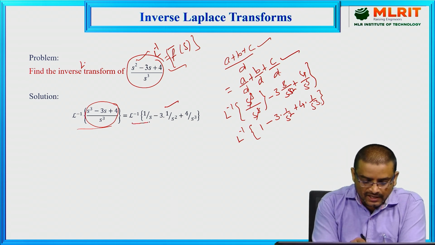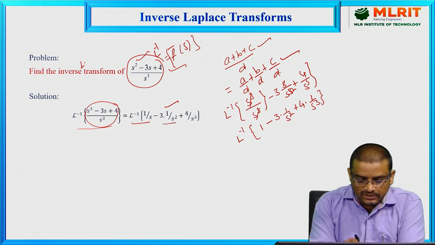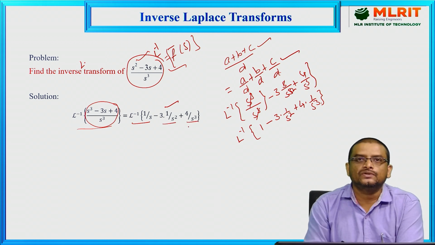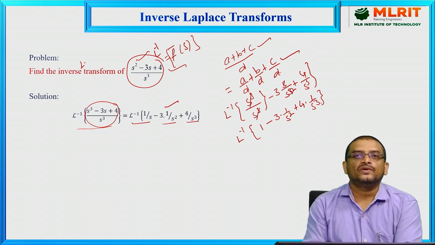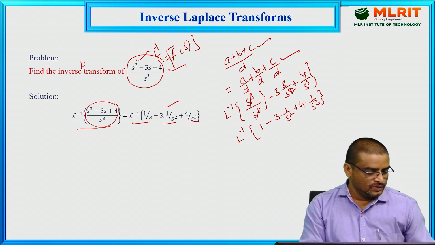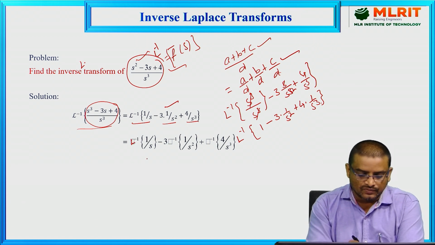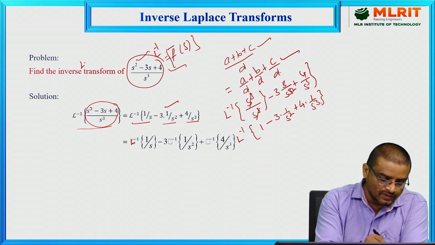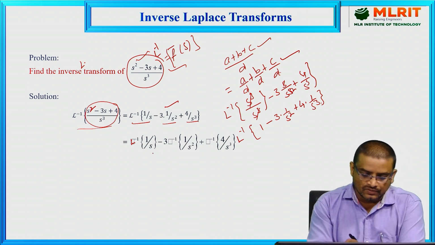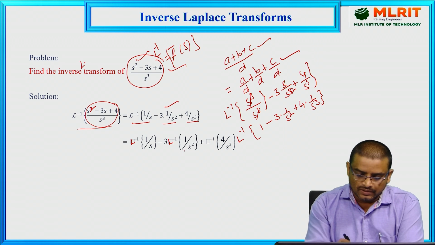That is L inverse of the first term, L inverse of the second term, L inverse of the third term. Separately apply the inverse Laplace transform for each term. So that is given by L inverse of 1 by s, sorry, here s square. So L inverse of 1 by s, L inverse of 1 by s square, plus L inverse of 4 by s cube.